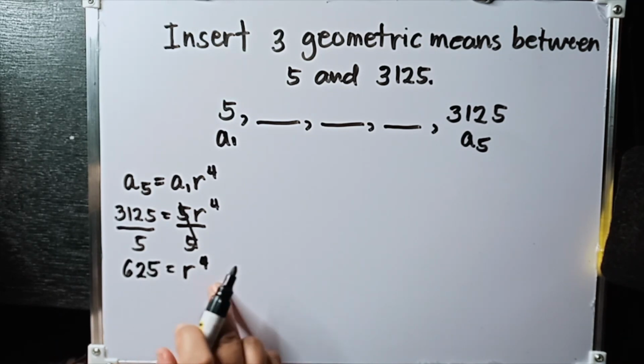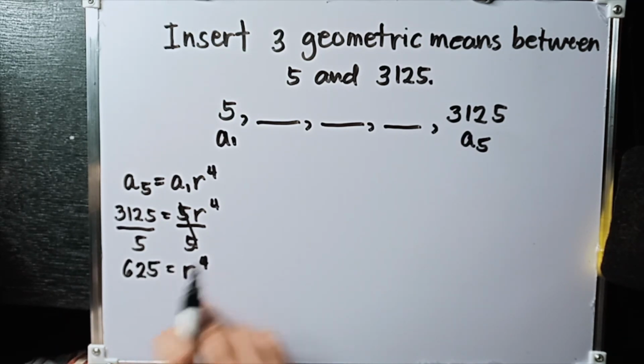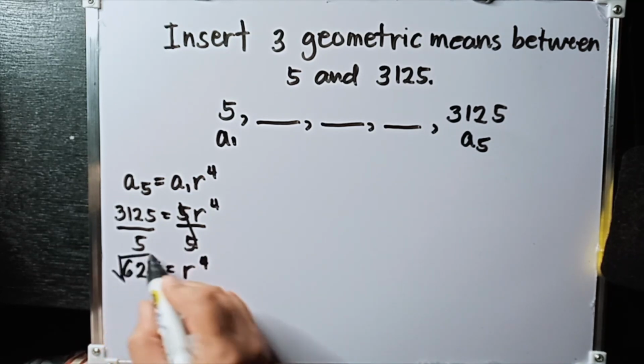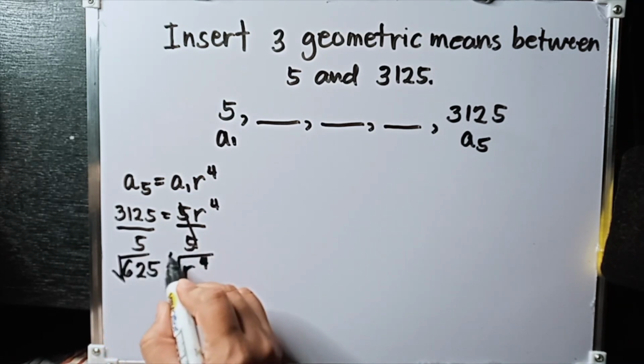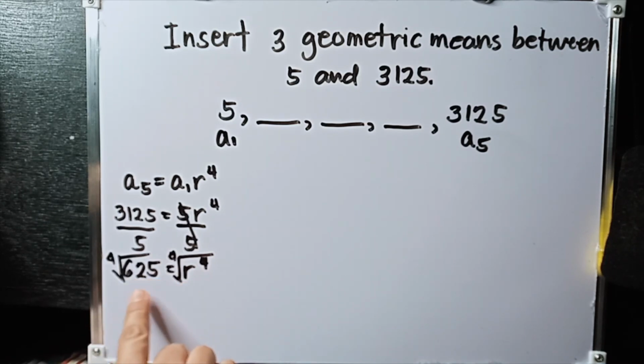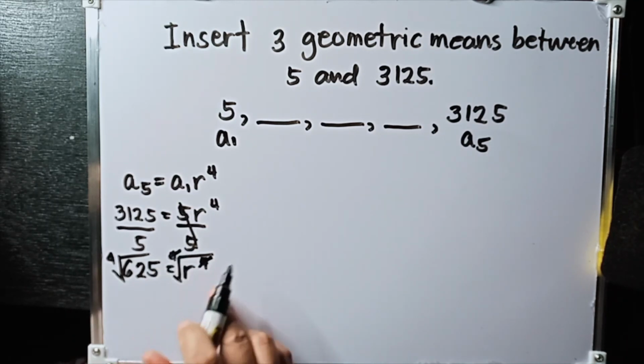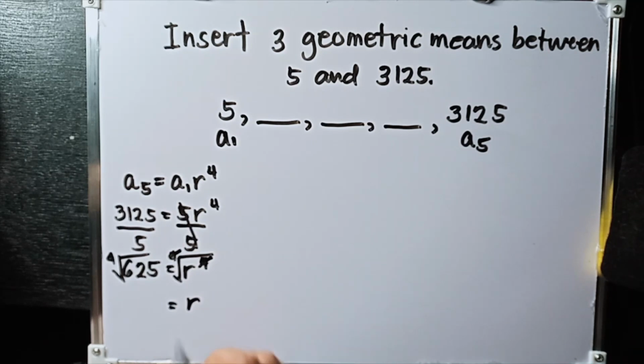Okay? For us to be able to get rid of the 4th power, we're going to get the 4th root. Getting the 4th root means we are thinking of a number that if we multiply it to itself 4 times, it would result to 625. So, that cancels out and only r remains. So, what is that number?